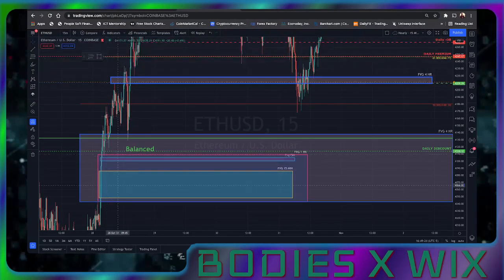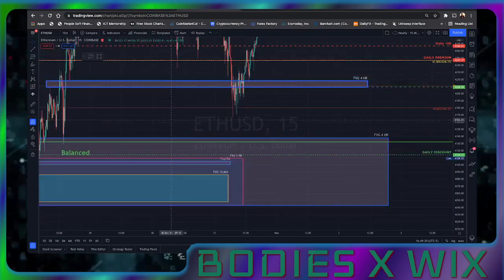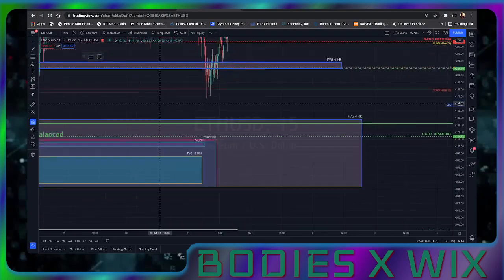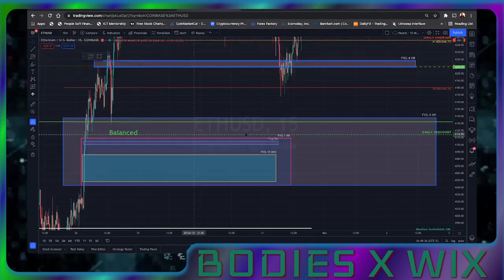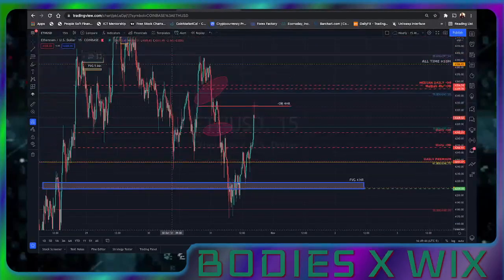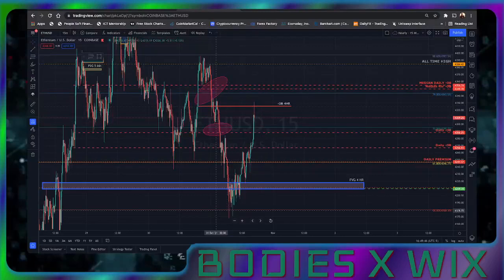And so that's where I put all these different fair value gaps in to try to understand once it does come back, which one is it going to go to? Why? Because it's going to go below the discount array. It's just part of the algorithm, right? But first we had to get above the premium, which we did, right?